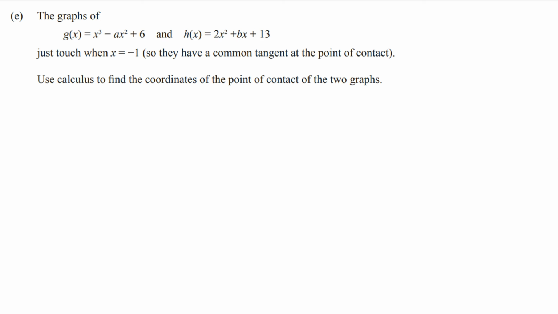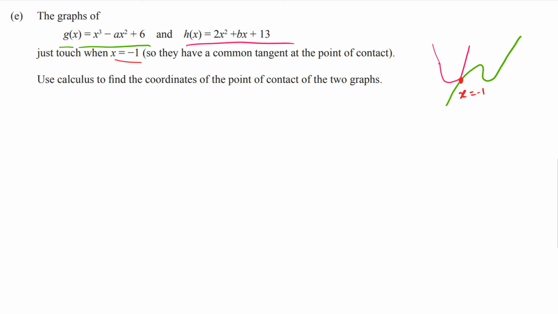Okay, so I want you guys to think about it like this. We've got g of x, which is a cubic. A cubic is going to look something like this. Then we've got h of x, which happens to be a parabola. They touch when x is -1, so it could look something like this. This is a terrible diagram and probably not what it is, but I'm just trying to give you an idea. It says they touch when x equals -1, right there at that point. So use calculus to find the coordinates of the points of the two graphs.